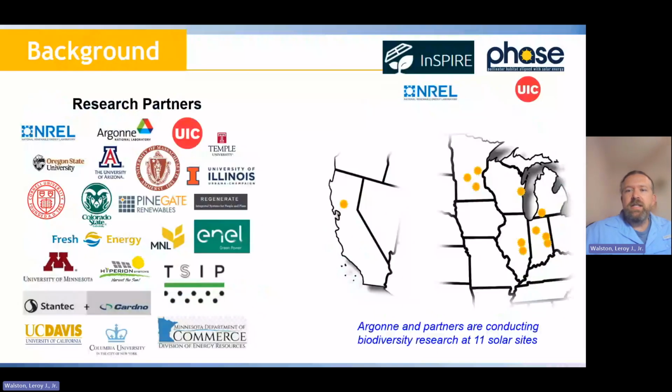So this presentation contains some work we've been doing for the U.S. Department of Energy under two projects, Inspire and PHASE. Both of these projects are similar in that they both involve research on the biodiversity implications of habitat-friendly solar. There are numerous research partners in both of these studies. In total, there is biodiversity research being conducted at about 25 research sites across the country. However, Argonne has been involved in research at about 11 of these sites. So that's where I'll be focusing the bulk of my talk today.